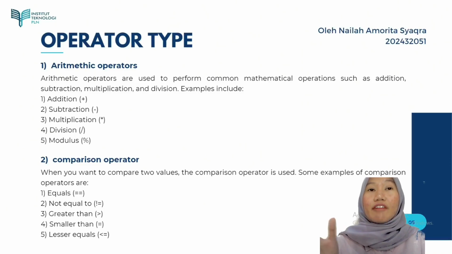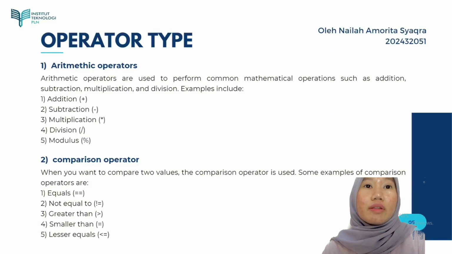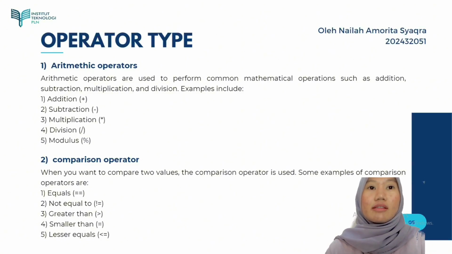Operator type has 5 types. Namely, the first is arithmetic operators. Arithmetic operators are used to perform common mathematical operations such as addition, subtraction, multiplication, division, and modulus.